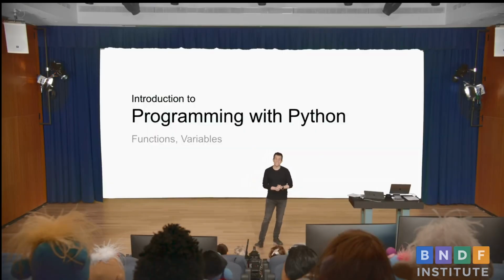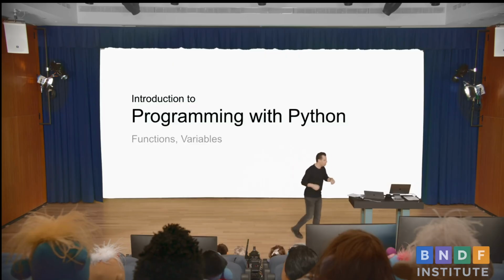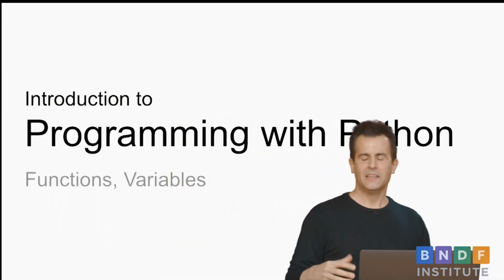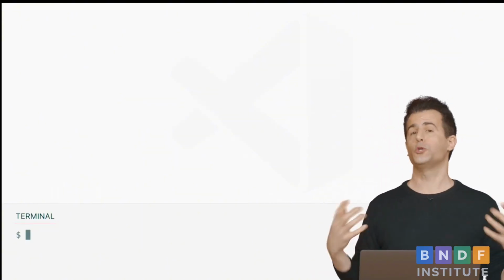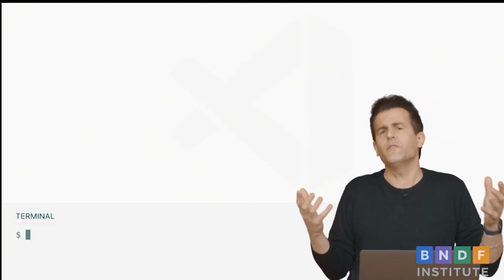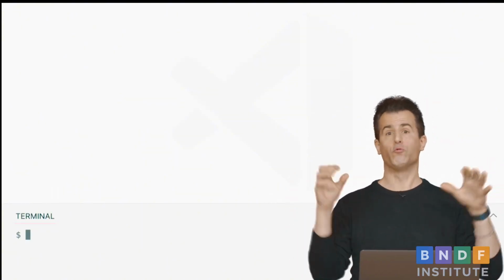All right, this is CS50's Introduction to Programming with Python. My name is David Malin, and this is our week on functions and variables. But odds are many of you, most of you, have never actually programmed before, so let's start by doing just that. Let me go ahead here and open up my computer, and on it a program called Visual Studio Code, or VS Code, which is just a very popular program nowadays for actually writing code.